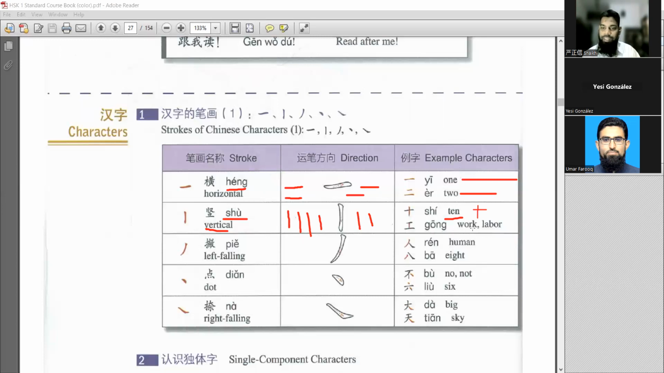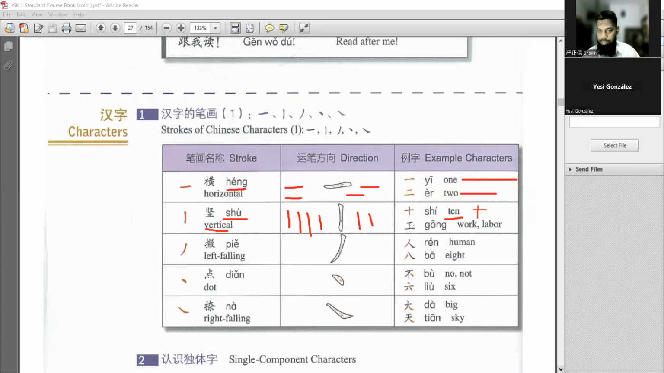And then we have another character that is work or labor. Gongren, Gongyuan. Gongyuan means staff. So in gong we use this stroke that is shu. Shu is a vertical line, and then we have this pie. Pie is left falling. It will be drawn in this way.